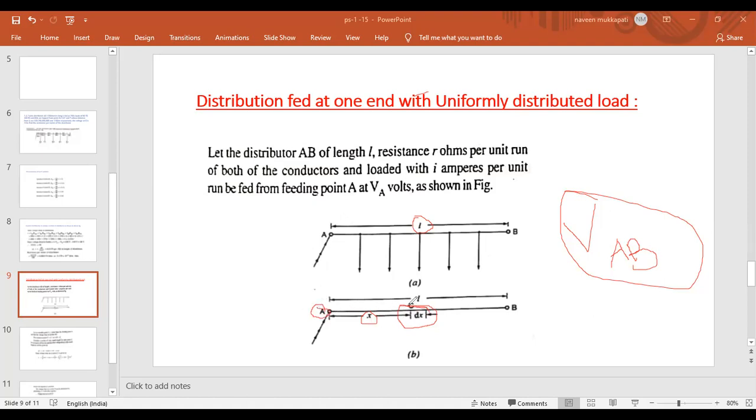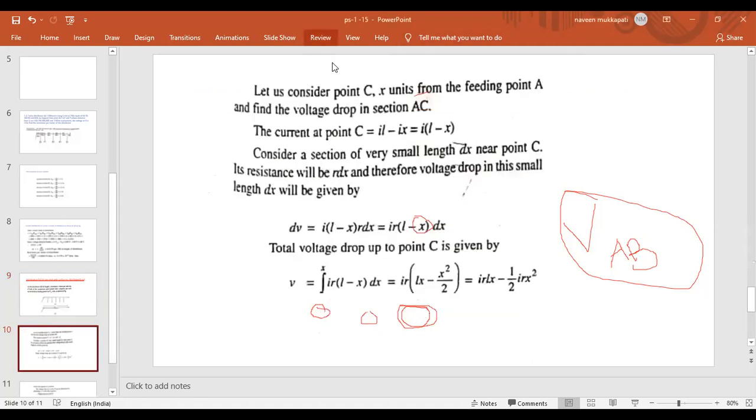Then this small distance is taken as dx. dx is the small length that will be taken at x meters from the A point. Now we calculate how we will calculate the voltage drop at each of the distributor. Suppose we are taking the small length dx value.